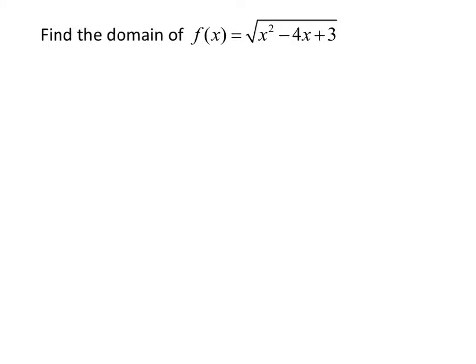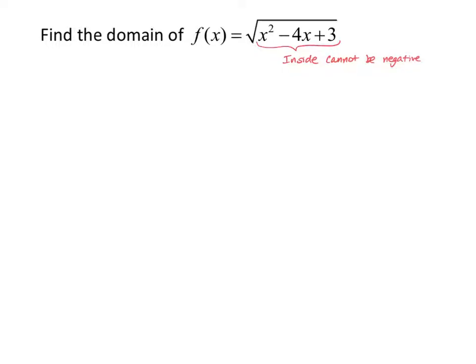Let's look at how we can find the domain of f of x equals the square root of x squared minus 4x plus 3. So thinking back to chapter 1 and what we know about square root functions, we know that whatever is on the inside of this function cannot be less than 0.